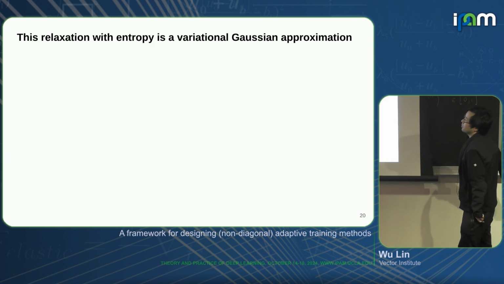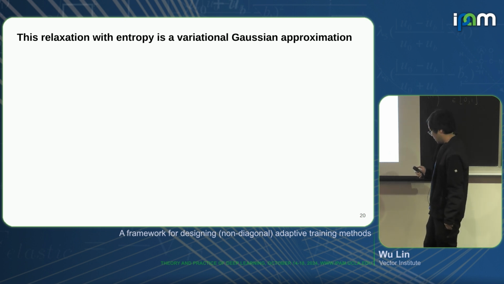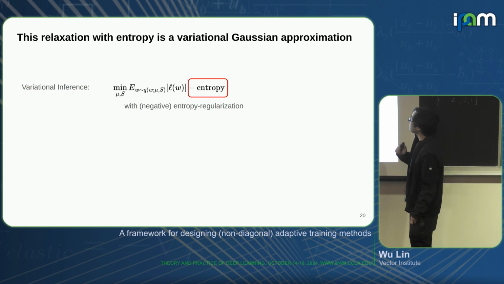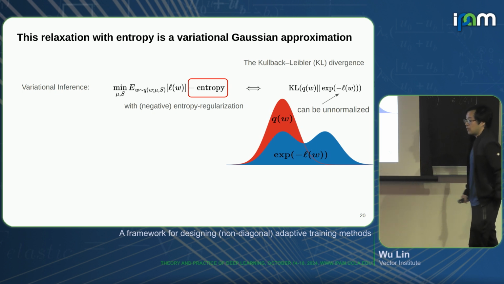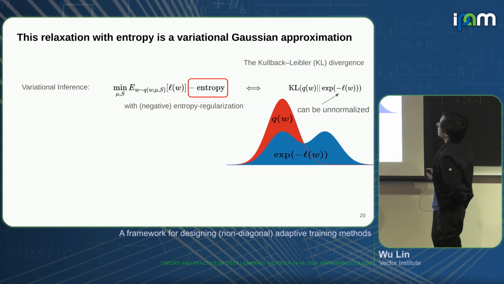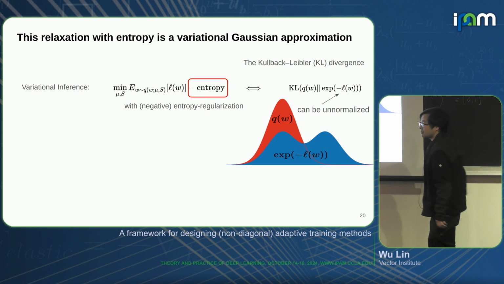Okay. It turns out that this relaxation can be considered as a variational Gaussian approximation when we introduce the negative entropy of the Gaussian. This is because we can re-express this objective function as a KL divergence between a Gaussian and the original objective function in the exponential space.